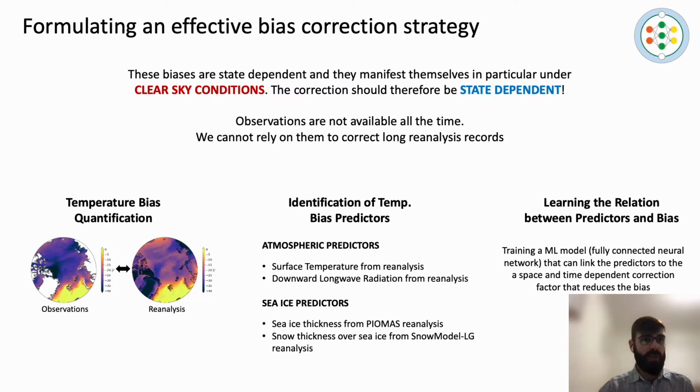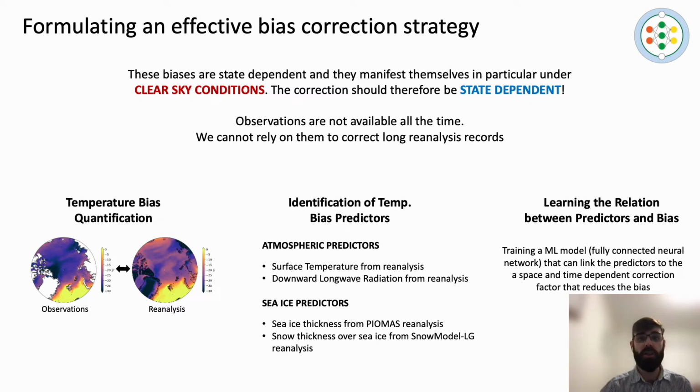So we quantify the bias everywhere. We have observations, reliable observations. We also identify some predictors that can be linked to this bias. And these predictors can come from the atmospheric reanalysis itself. So for example, we can use the surface temperature as a predictor, or the downward long wave radiation, which normally gives a nice picture of the cloud state over the sea ice.